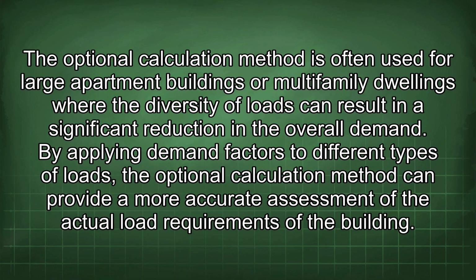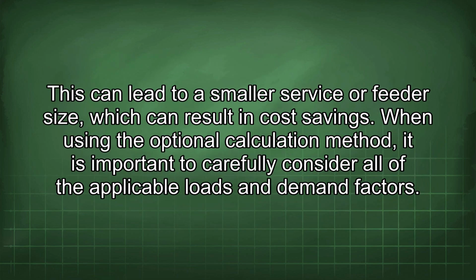The optional calculation method is often used for large apartment buildings or multifamily dwellings where the diversity of loads can result in a significant reduction in the overall demand. By applying demand factors to different types of loads, the optional calculation method can provide a more accurate assessment of the actual load requirements of the building. This can lead to a smaller service or feeder size, which can result in cost savings.